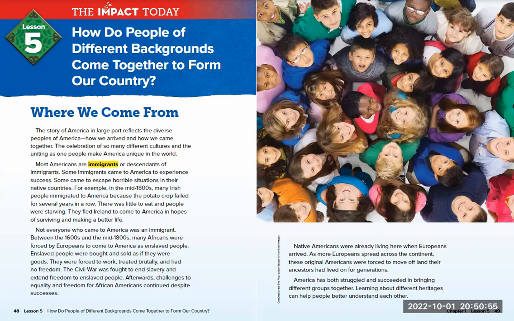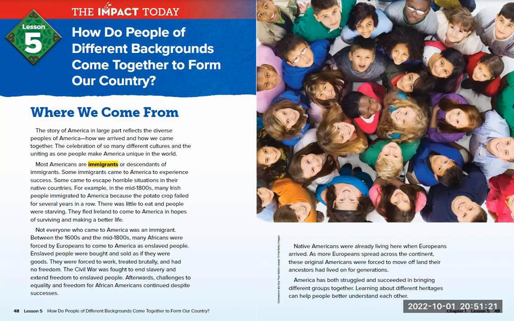The story of America in large part reflects the diverse peoples of America, how we arrived and how we came together. The celebration of so many different cultures and the uniting as one people make America unique in the world. Most Americans are immigrants or descendants of immigrants. Some immigrants came to America to experience success. Some came to escape horrible situations in their native countries.